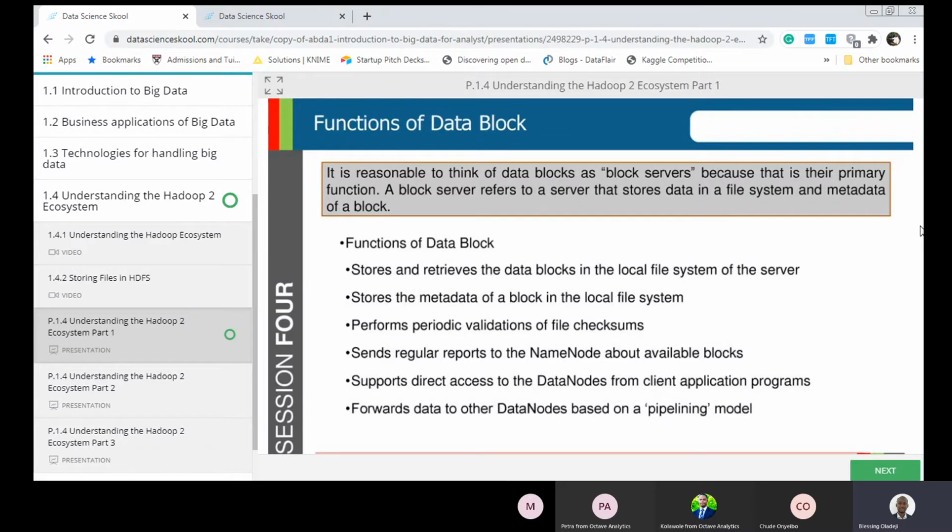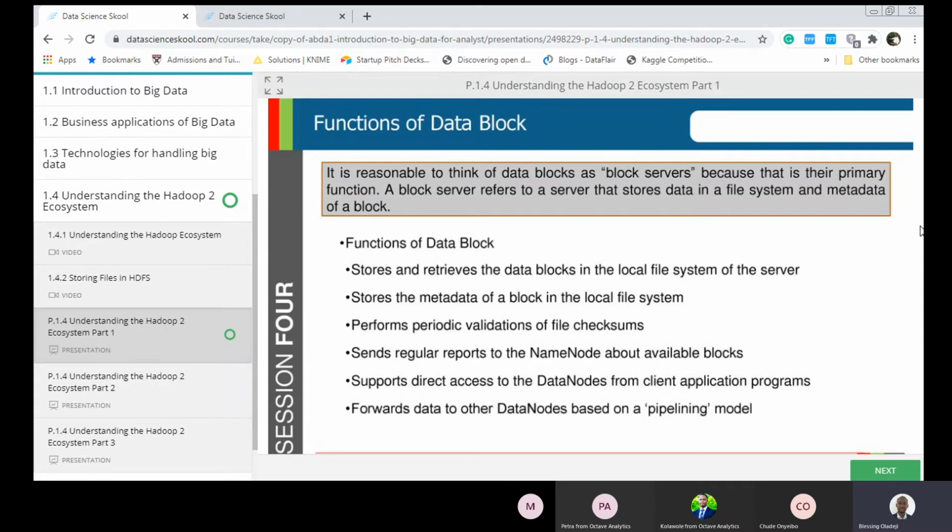There's periodic validation. The address, the information about this data block, is stored in the name node. It's always available in the name node. In many cases, it's replicated. There is also pipelining, which means that data can flow from one data node to another. If a data node or a block gets filled up, then the data may need to flow into another data node. That process is called pipelining.